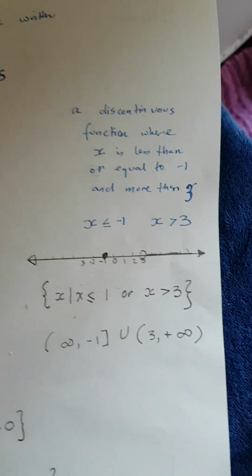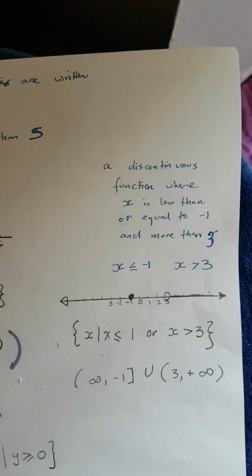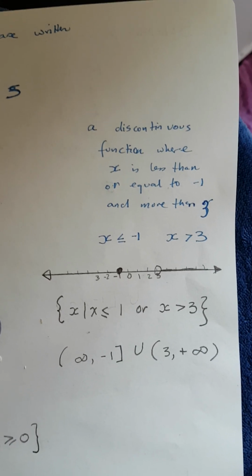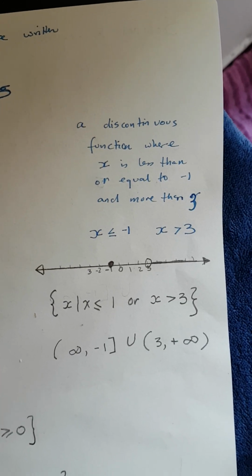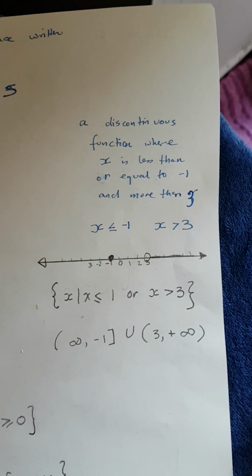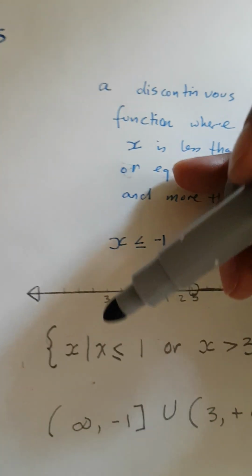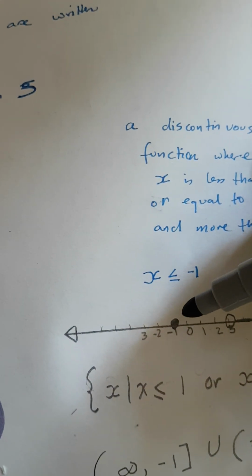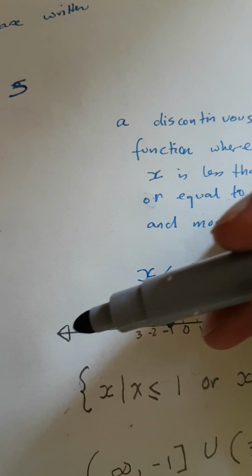And when you have a discontinuous function, that's where you have an asymptote. You would recognize those, a discontinuous function, where there's a break in x. So like x is less than or equal to minus 1, then there'll be an asymptote, and then x is more than 3. You could write it like this. So for the part that says x is less than or equal to minus 1, you would have a colored in circle and the arrow going to minus infinity.